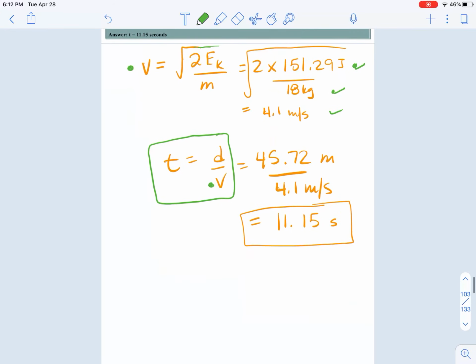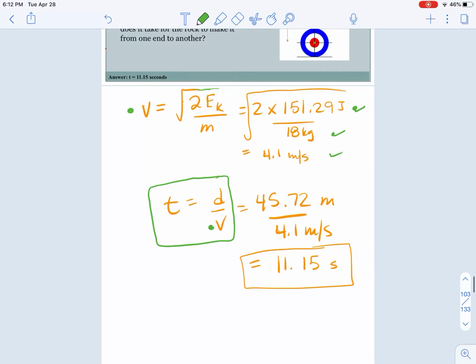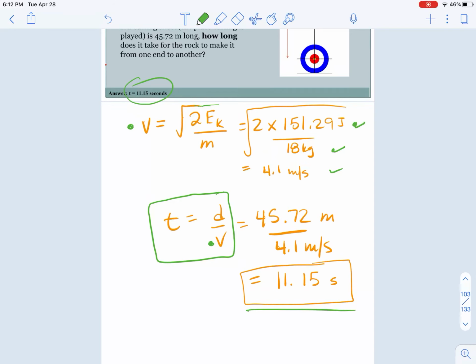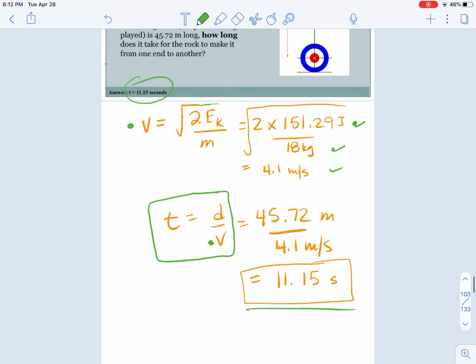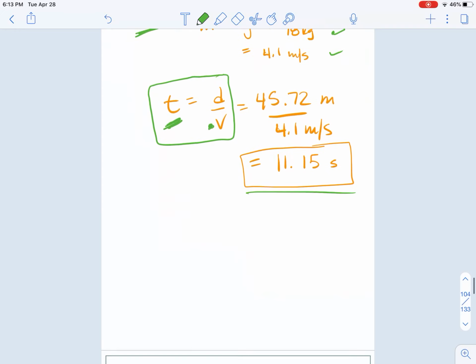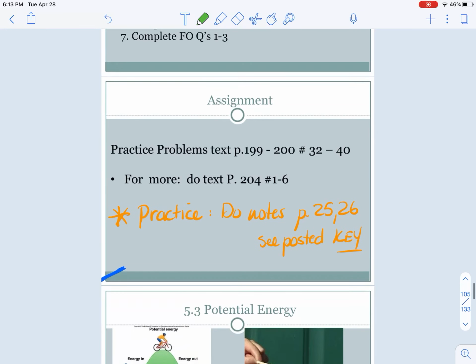Then you can pop that 4.1 right here, and the distance the rock went said it was 45.72. You can just divide that by the velocity, and that's how you get your answer, which I did post right here. But I'm showing you how you can get it using two formulas. In order to get time, we know we have to get the velocity, and we can get the velocity by this other manipulation of our formula that we just learned about.